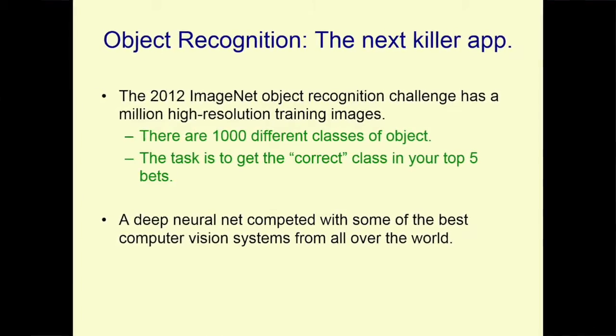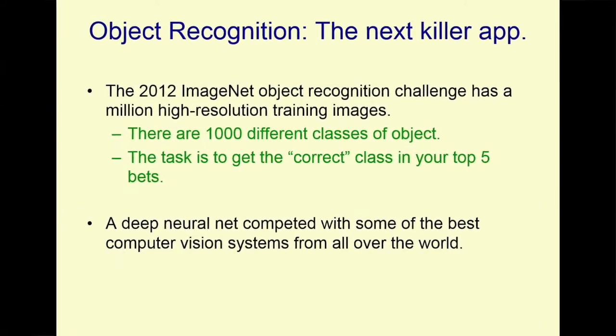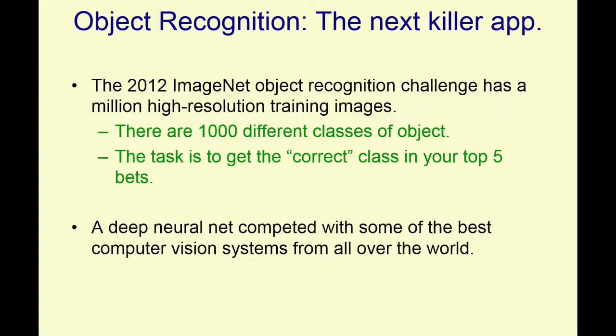The next killer app was object recognition. Until quite recently, people tried to do object recognition with training sets that were much too small. And someone called Fei-Fei Li at Stanford put together a team, and that team labeled lots of images. And so they had millions of labeled images. And that was one of the main breakthroughs.